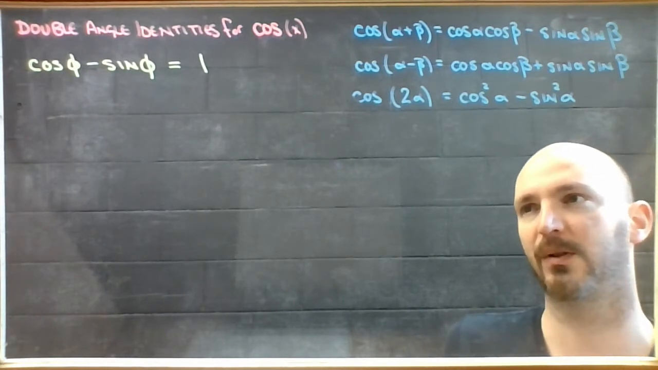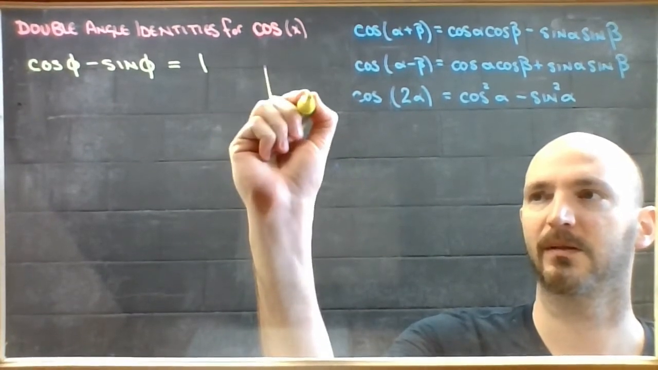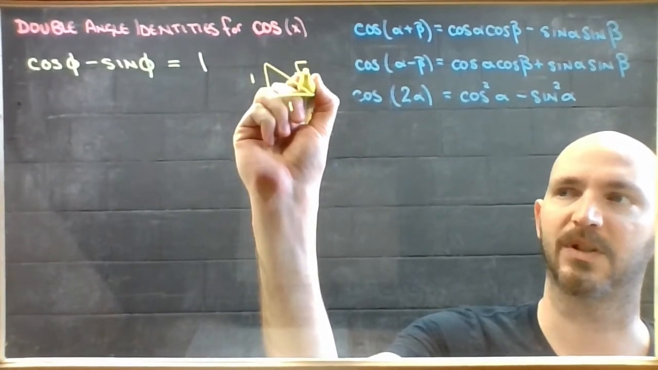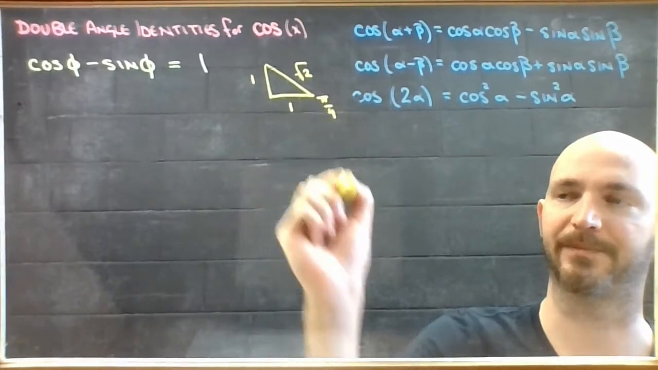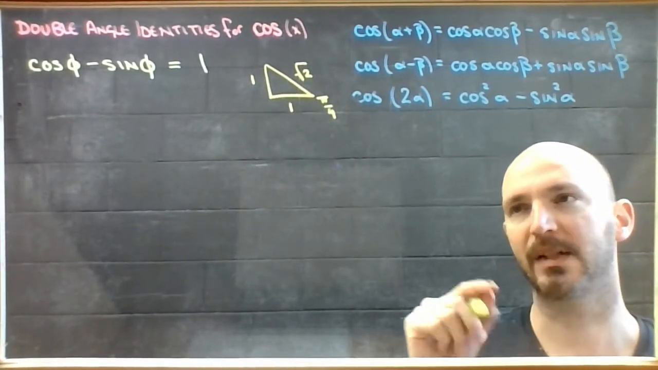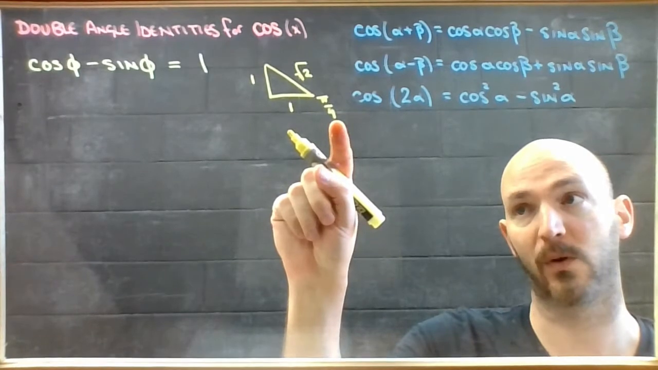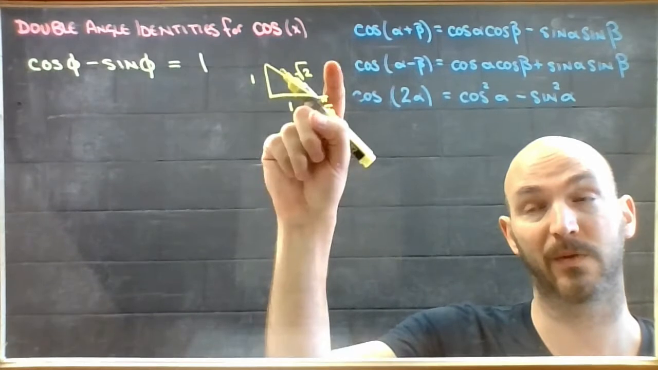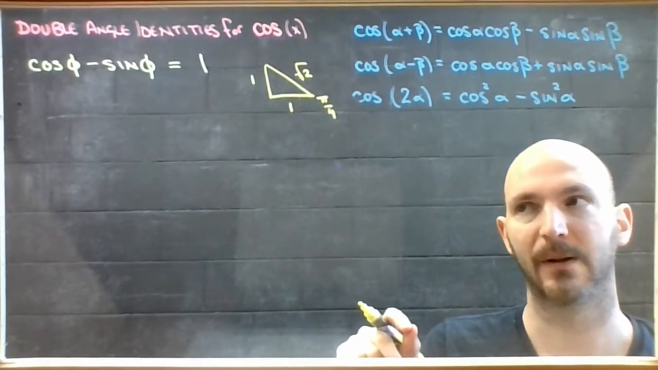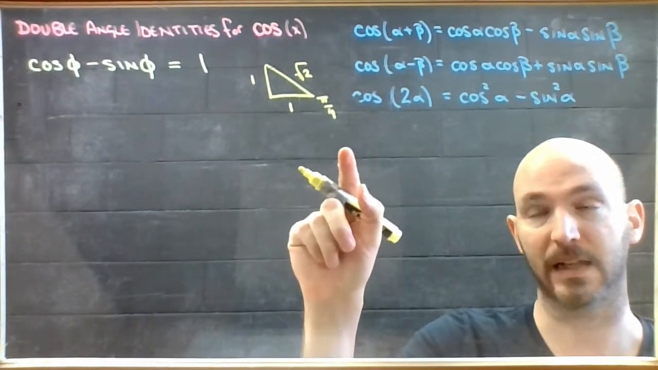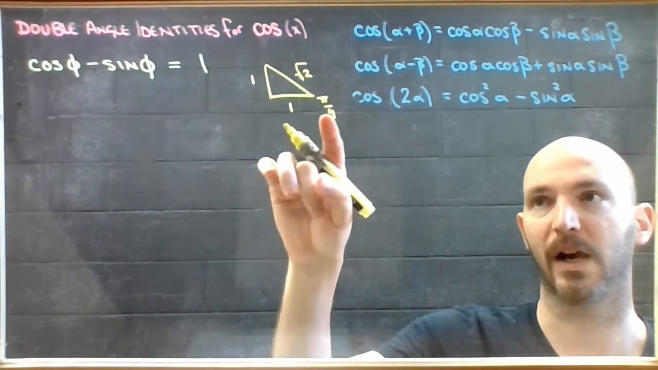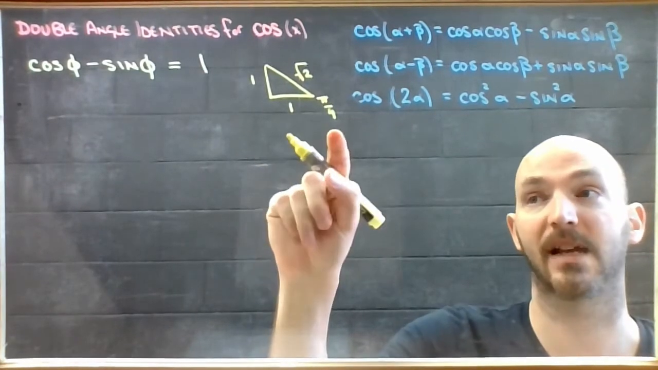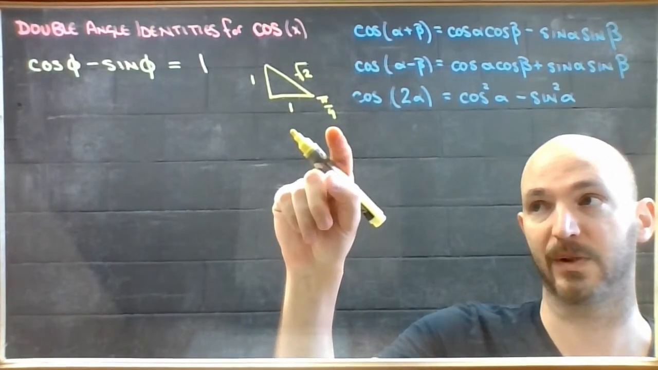So I'm going to show you this one. 1, 1, root 2 for the pi over 4 angle. Do you notice that the cosine of pi over 4 would be 1 over root 2, and the sine of pi over 4 would be 1 over root 2? They have the same value. So that's the trick here, is that I can write cos pi over 4 instead of 1 over root 2, and I can write sine pi over 4 instead of 1 over root 2.